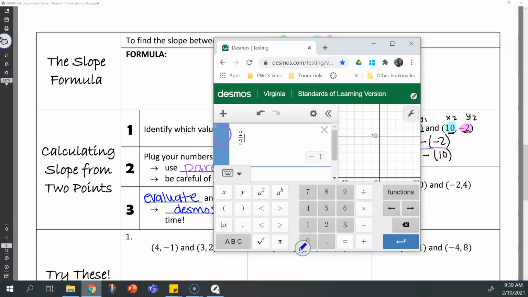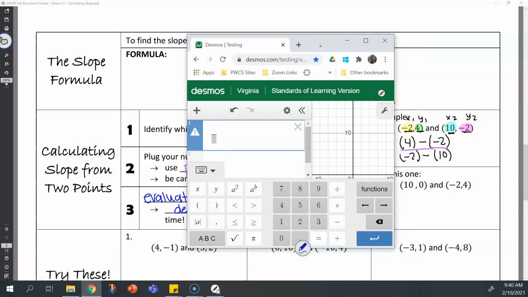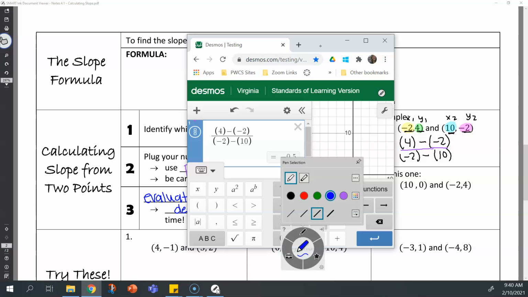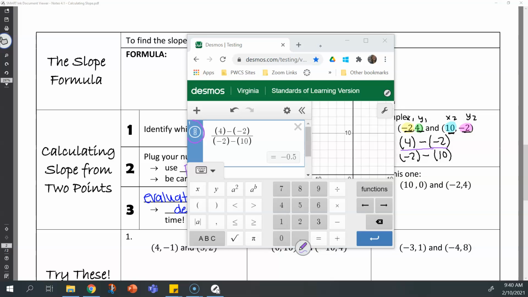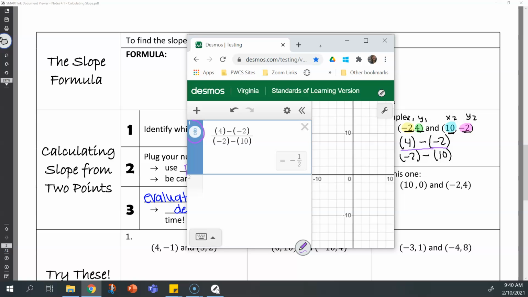Okay? So when I have my fraction, I'm going to pull up Desmos. I'm going to press that division symbol so that it opens the fraction to begin with. And then I'm going to type exactly what I see here. Parentheses 4, close it, minus parentheses negative 2, close it. And on the bottom, parentheses negative 2, close it, minus parentheses 10. Okay. Again, this is going to reduce to a decimal. But if I press this button right there, it will turn it into a fraction, and I will get that my slope is negative 1/2 for this example.